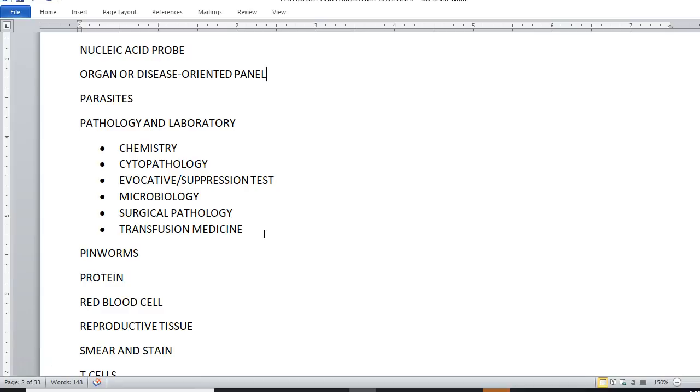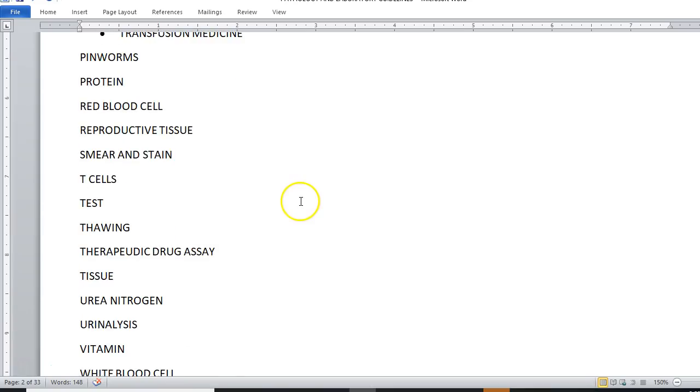Again, we can look up specific types of parasites like pinworms. We can also look at things like protein, again, red blood cells, reproductive tissue, because we do have some of our reproductive medicine in this section. We can look up smear and stain because, again, we do smears and we do stains to see what's going on with the cellular structure. We can look up things like T cells. We can look up things like test, which is a very kind of vague, but can help us get to where we want to go.